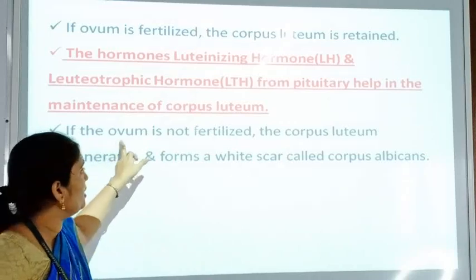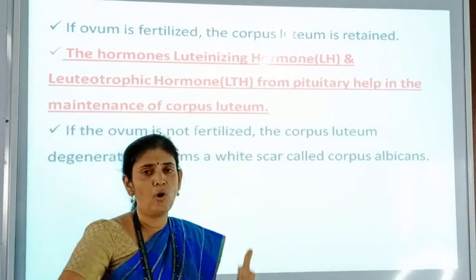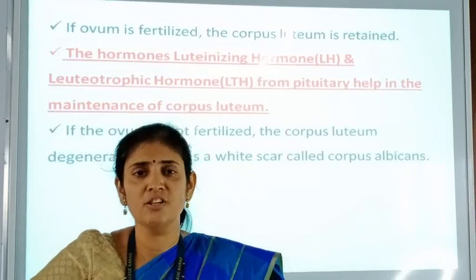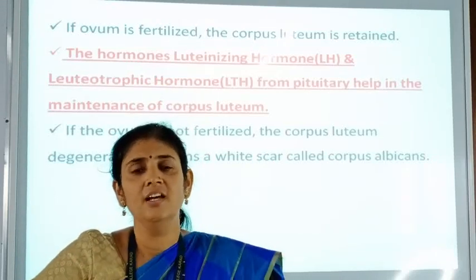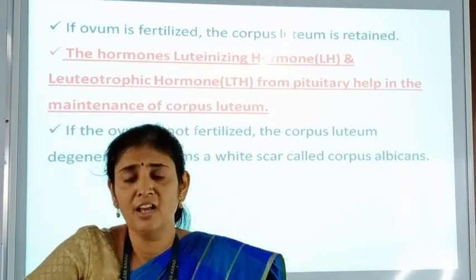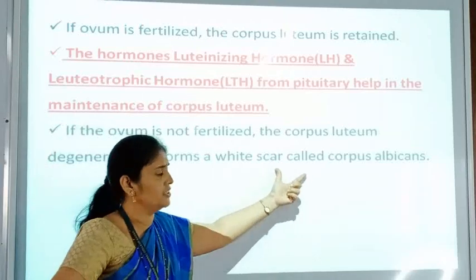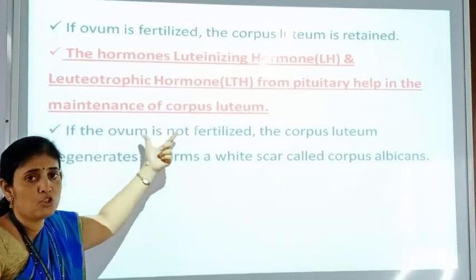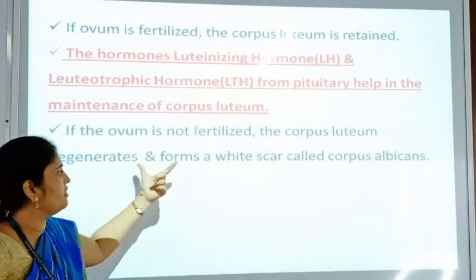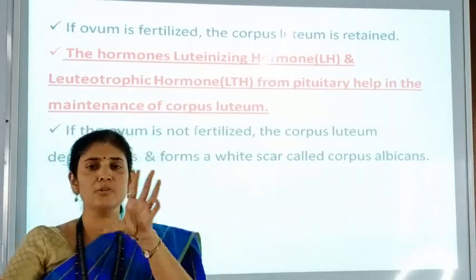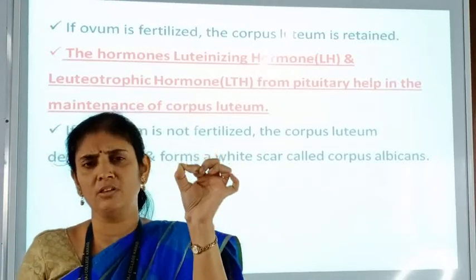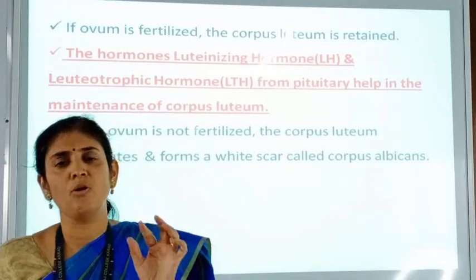And suppose the ovum is not fertilized, then what happens to that corpus luteum? When there is no fertilization, meaning there is no pregnancy, this corpus luteum gets converted into a white scar, which is called a corpus albicans. So if there is no fertilization, the corpus luteum degenerates and forms a white scar. म्हणजे तो corpus luteum degenerate होतो आणि तिथे एक व्हाईट कलरचं स्कार, म्हणजे एक व्हाईट कलरचे चिन्ह तयार होते. And that white scar is called a corpus albicans.